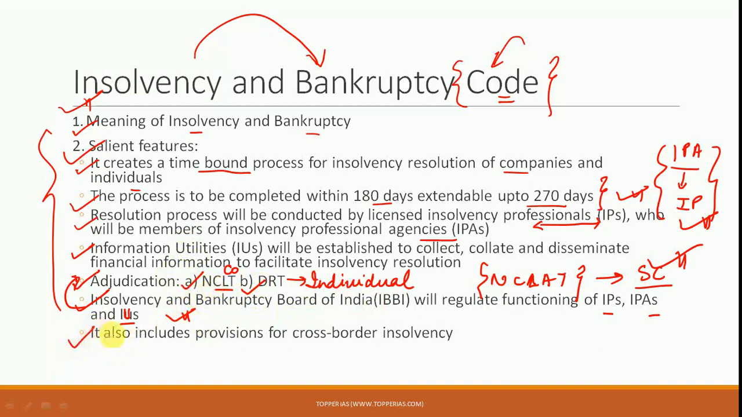Next, even cross-border insolvency is under the provisions of the Insolvency and Bankruptcy Code. Often it is thought that it is limited to transactions within India, but that is not the case. Many times, insolvency has cross-border perspectives associated with it. So cross-border insolvency is also under this particular code. This can be a question in itself.